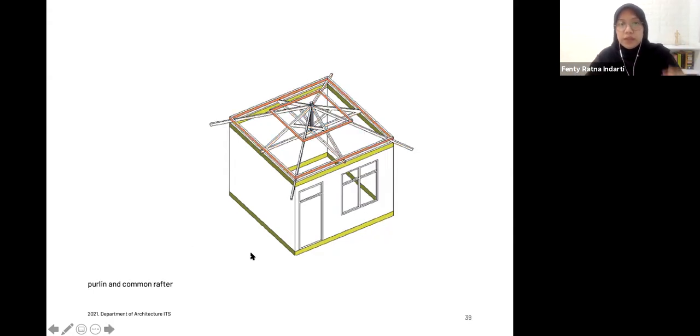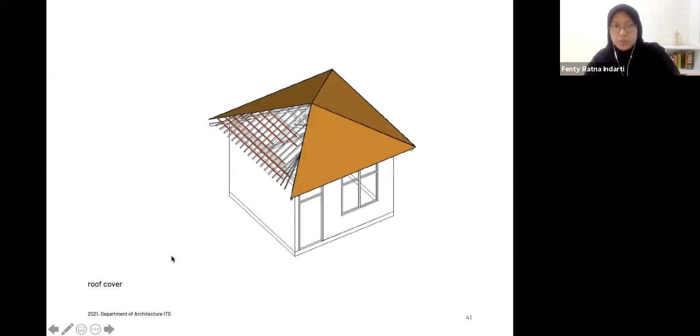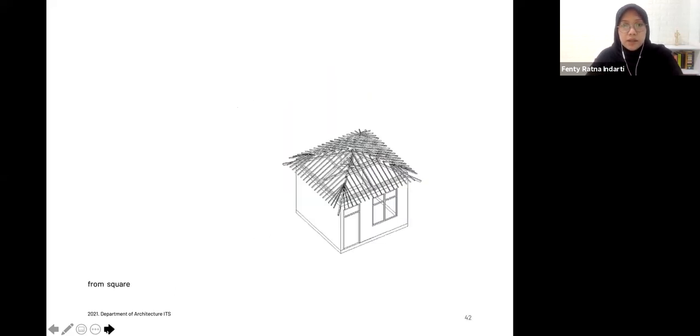And then you add purlin on top of the hip, and then you put batten on top of it. So it's basically like that. And then on top of the batten, you have to cover it with the roof cover that you select. You can use terracotta tiles, or maybe you can use metal roofing. This is the basic squarish building plan that I explained, but it can be developed more.